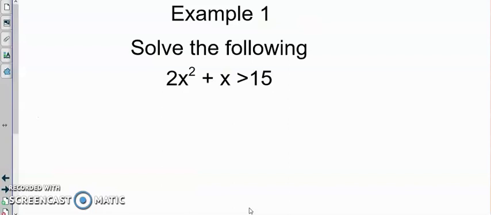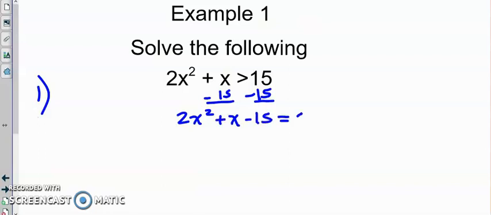All right, so let's go to example 1 now, and we're going to follow those 5 steps we just talked about. First step is we're going to solve, or remove everything to one side. So here, we're going to subtract 15 from both sides. So we get 2x squared plus x minus 15 greater than 0. Sorry, greater than 0, I should say. So that's our first step.